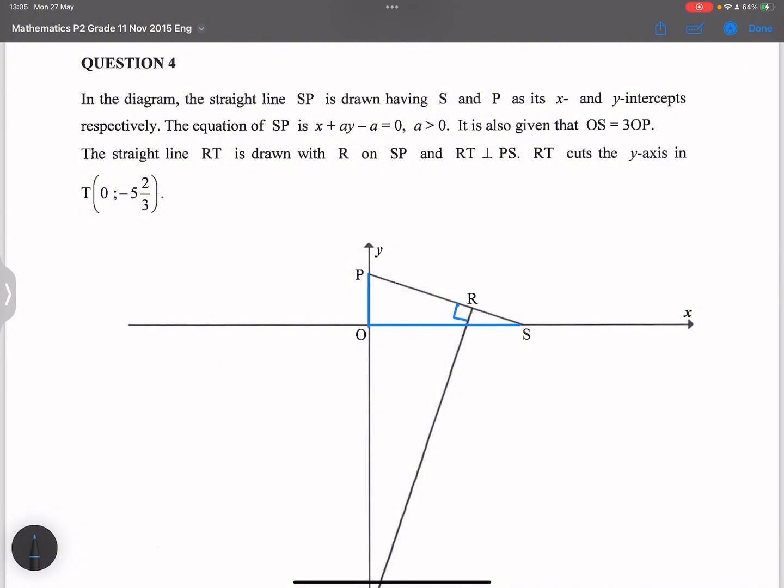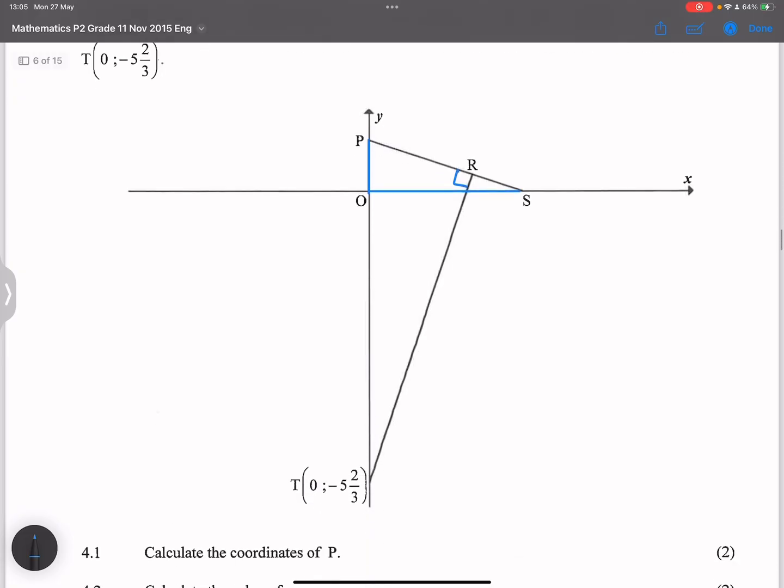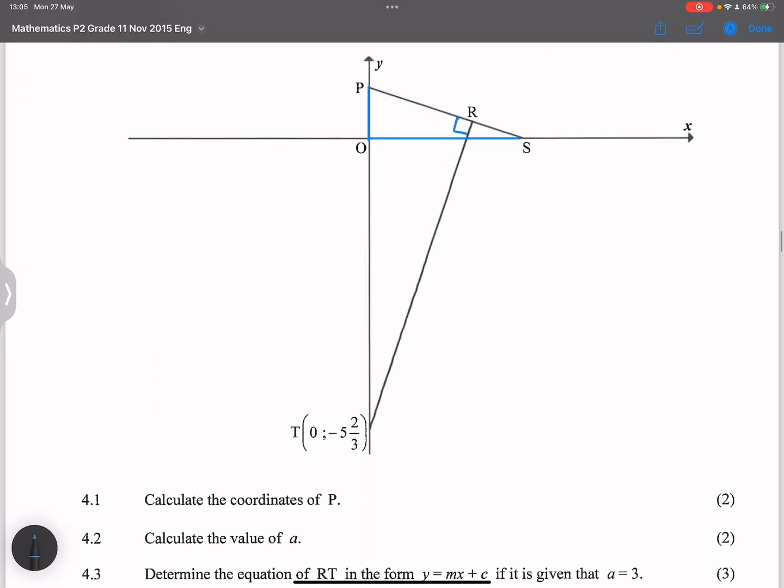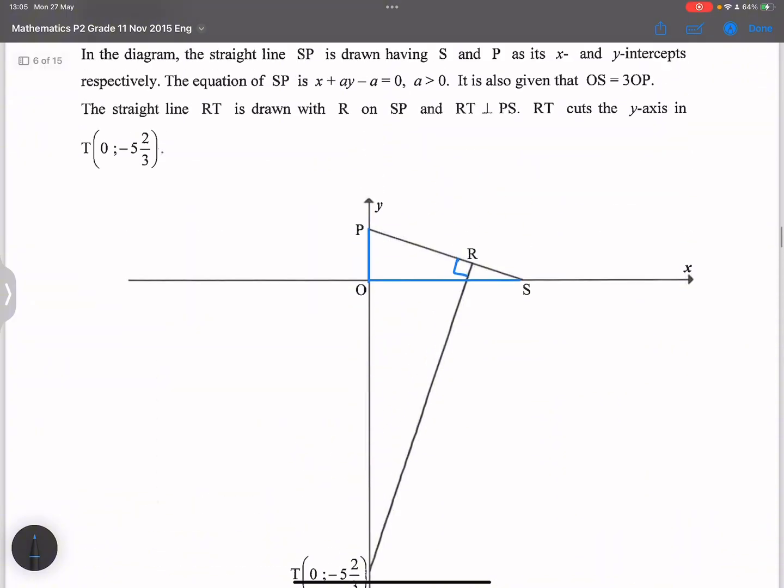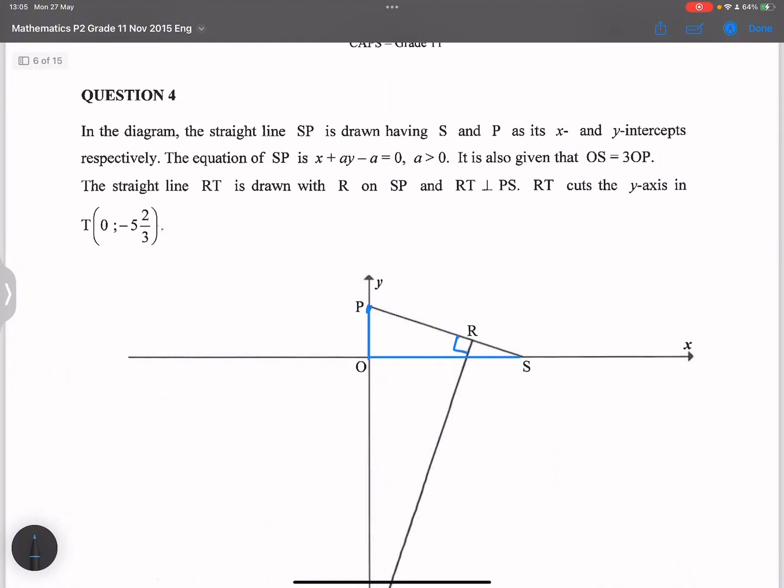And yeah, so they give us the point T there. Right, so let's start with the first one. They say to us, calculate the coordinates of P. Now P is the y-intercept of the line SP, right? So firstly, let's try and make this into standard form, y = mx + c.